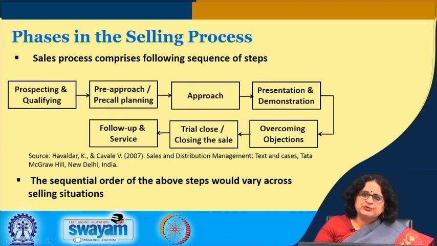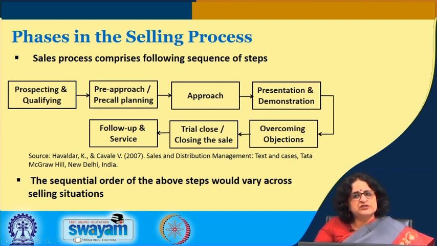Thereafter the next stage is the approach, where he actually goes and meets the prospect. The fourth stage is the presentation and demonstration, where the salesperson makes a presentation to the prospect and gives a demonstration. Then the next stage is where he overcomes objections posed by the prospect, and then he goes in for a trial close and closes the sale. Finally he must go in for follow-up and service with the customer, so that customer satisfaction is ensured, loyalty can be built and long-term relationships can be achieved. This particular process has been proposed by Havaldar and Kavale, and this figure is sourced from their book on Sales and Distribution Management, Text and Cases by Tata McGraw-Hill.